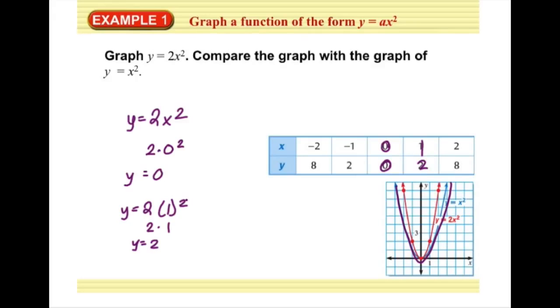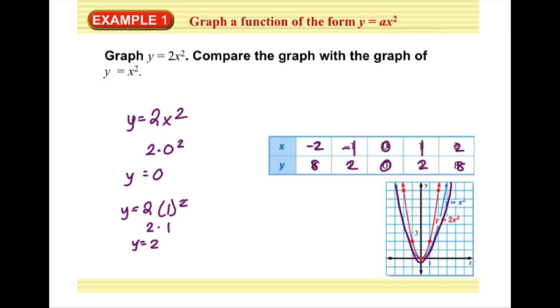I'm literally just picking numbers and plugging them in. Once I have a few values in the positive direction, you're going to want to go back and find a few values in the negative direction. So if I have a negative 1 for x, my y value is 2. If I have a negative 2 for x, my y value is 8. Right? If I have a positive 2 for x, my y value is positive 8.